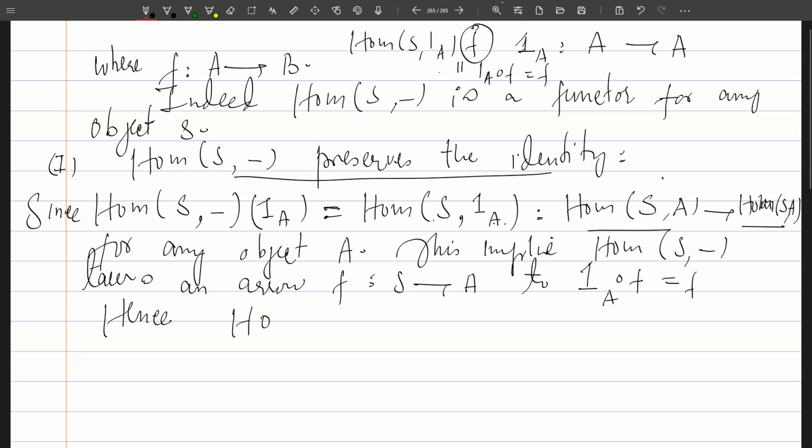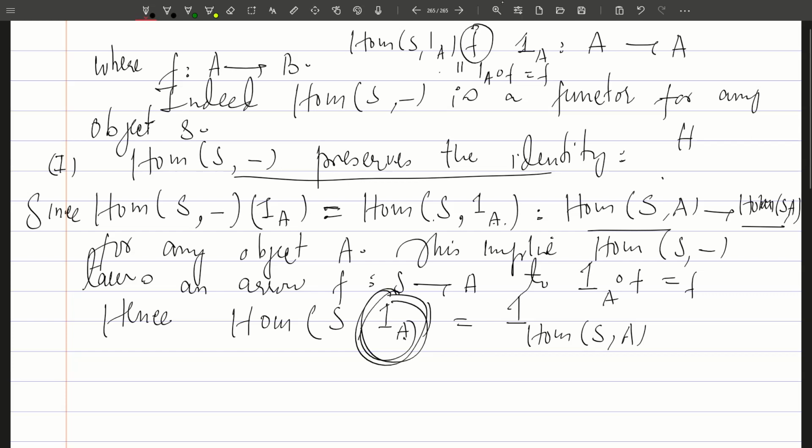So hence, if we look at the identity of, so Hom(S, 1_A), this is equal to the identity on Hom(S, A). So that means it preserves the identities. This is the identity on A, and this is the identity on Hom(S, A). Now it remains to prove F preserves composition.